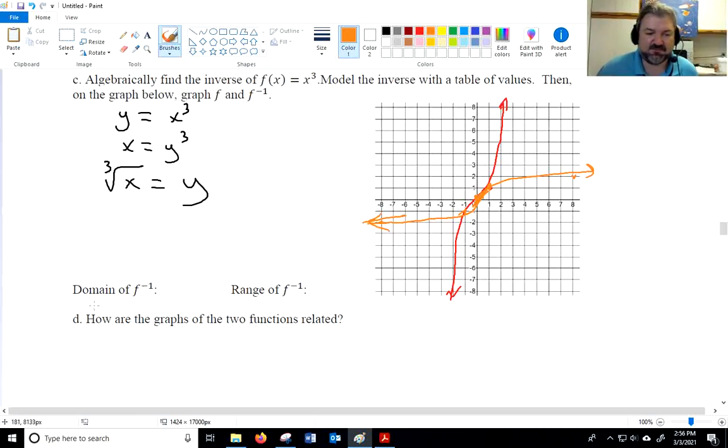The domain for both of these functions is negative infinity to infinity, and the range for both of them is negative infinity to infinity. How are they related? As we said before, they are reflections across the diagonal line y equals x. For every point on f, if you switch the coordinates, you'll find that point on f inverse. And we might even go further to say the domain of the inverse is the range of the original, and vice versa.